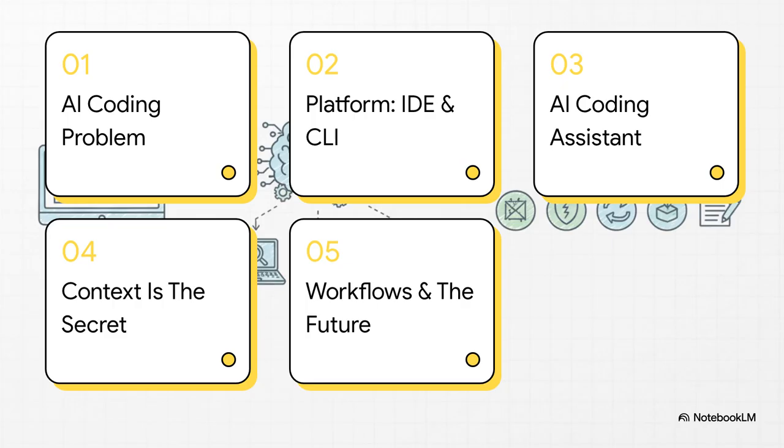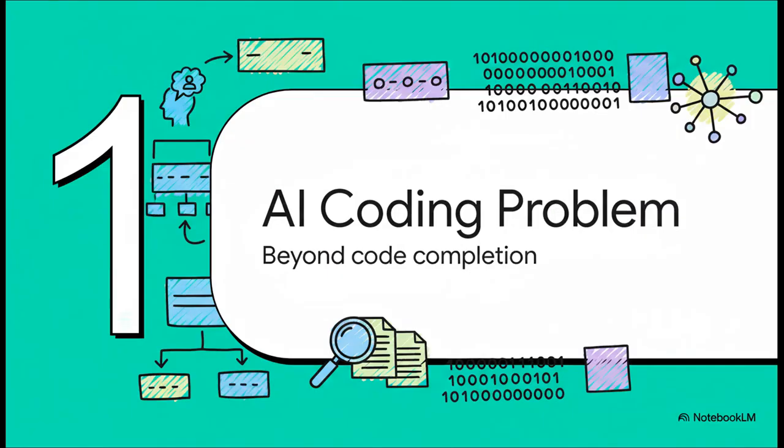So here's our game plan. First, we'll talk about the problem with AI coding as it is today. Then, we'll look at Cursor's two-part platform. We'll dive into what it's like to use, uncover the secret that makes it all work, and finally, imagine the new workflows this unlocks. Okay, let's jump in.